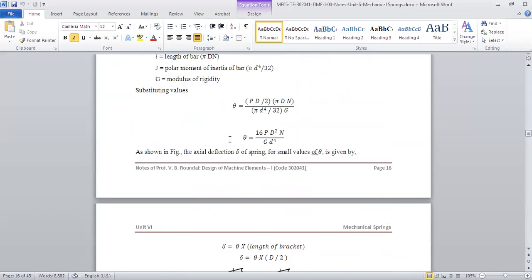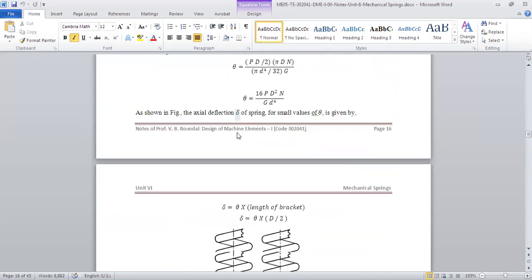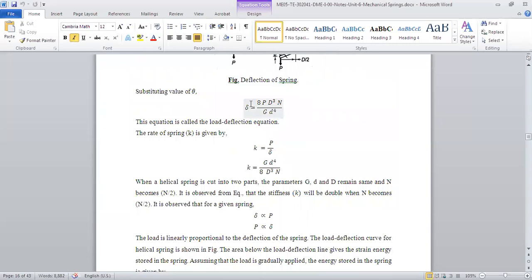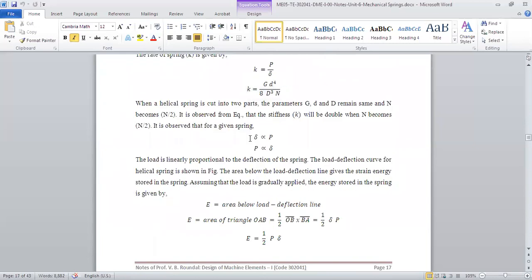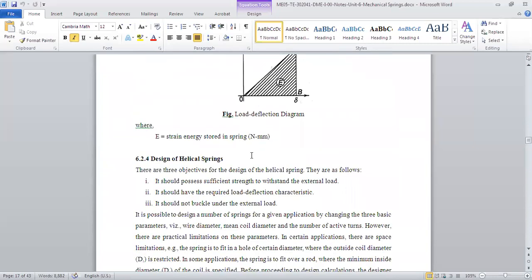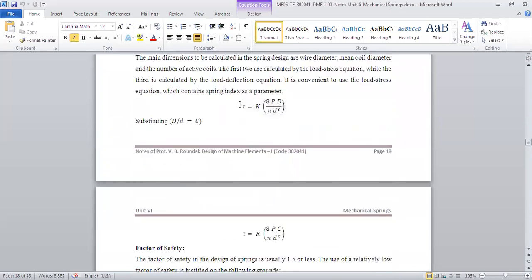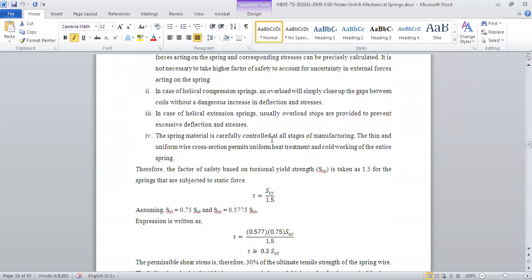So we have seen Wahl's factor, then we have seen the deflection of the spring, delta, using the angular deflection formula. Delta is equal to 8PD cube n upon G d raised to 4. Then we have seen that deflection is proportional to the load, and we use that principle for many applications. Then we started working on the design of a spring, and we know the formula for shear stress in a spring is K into 8PD upon pi d cube, where K is Wahl's factor.